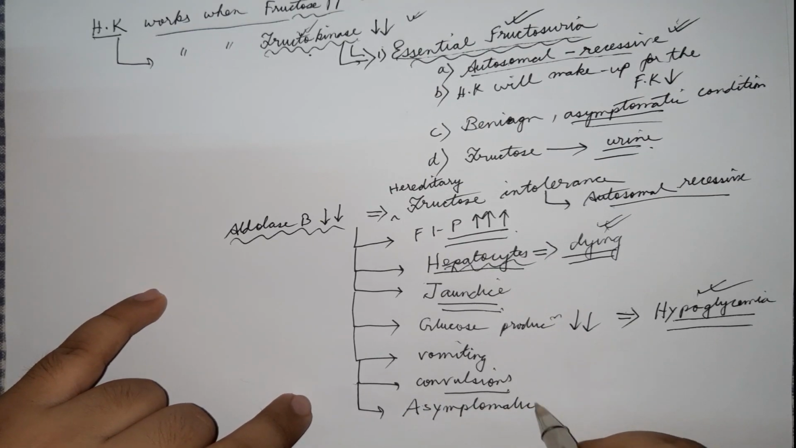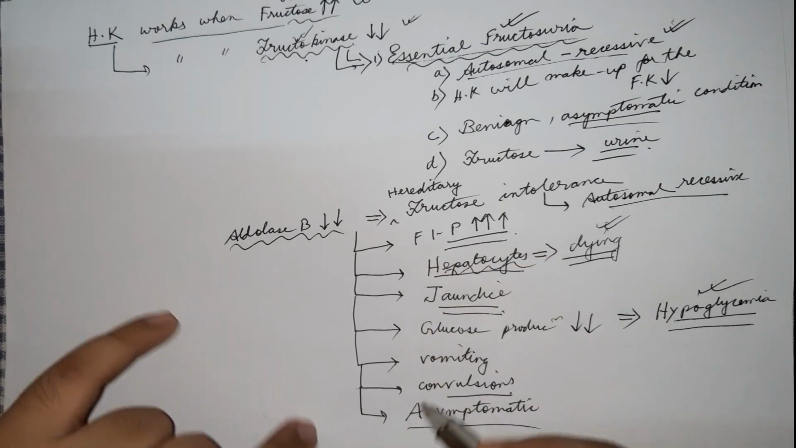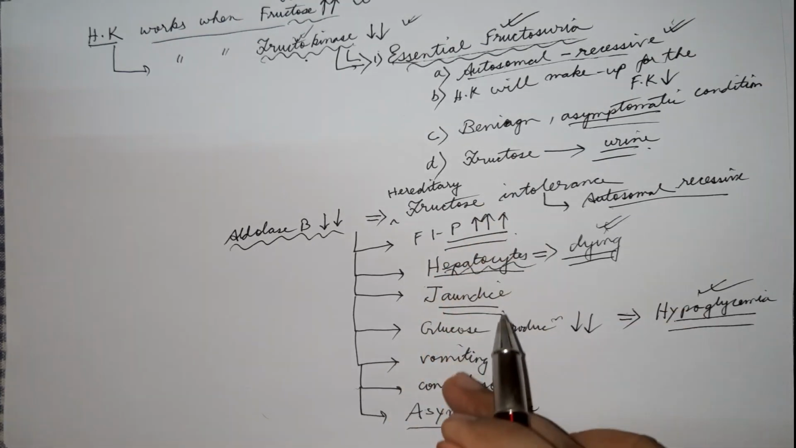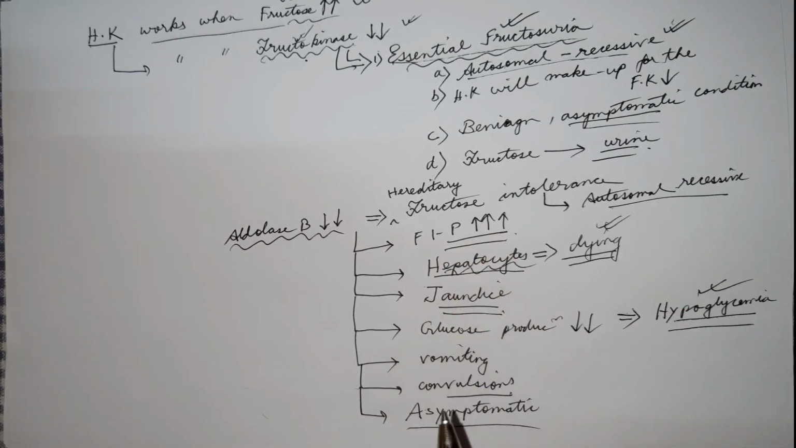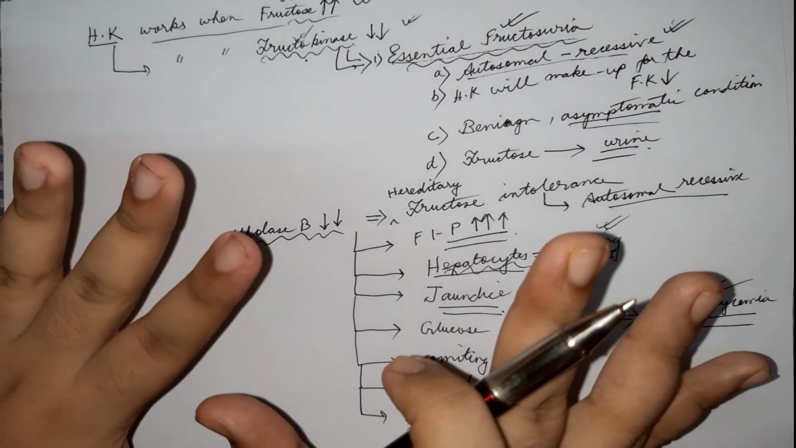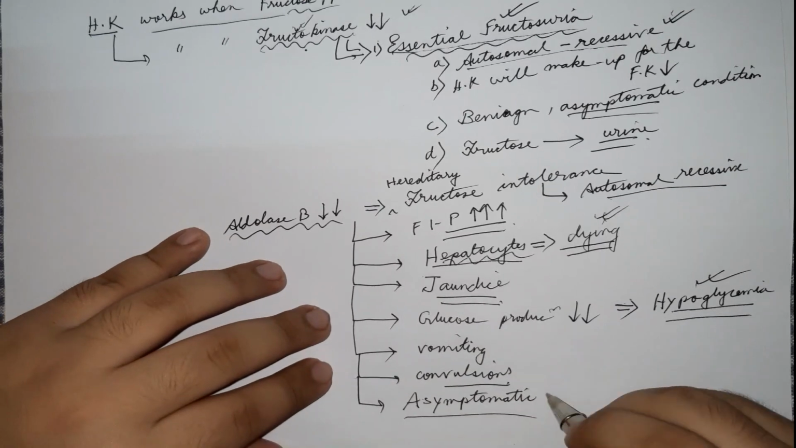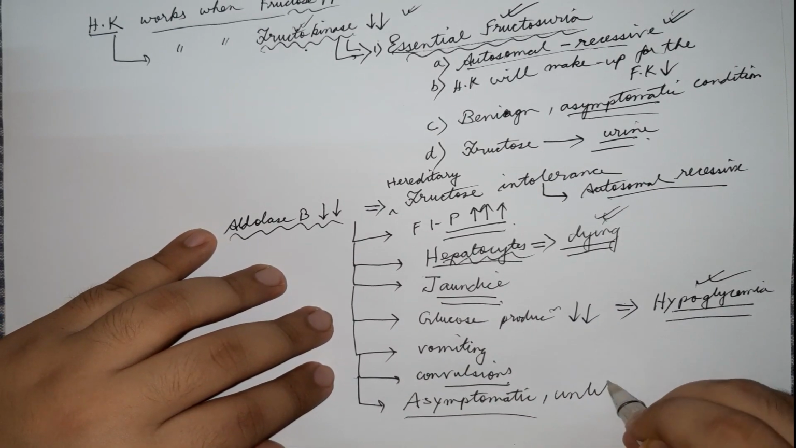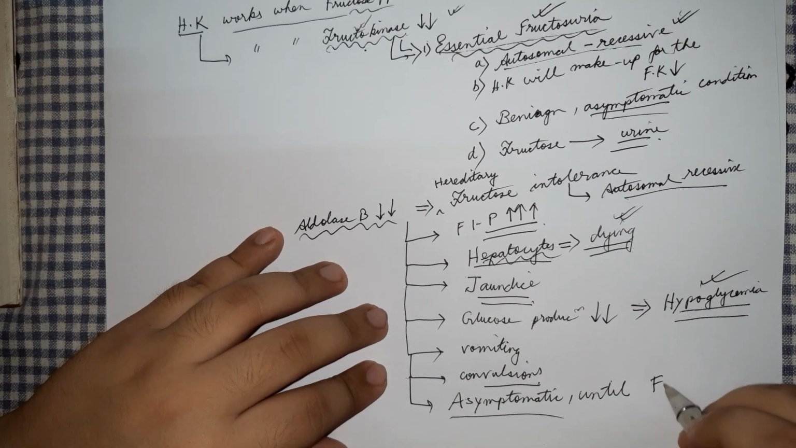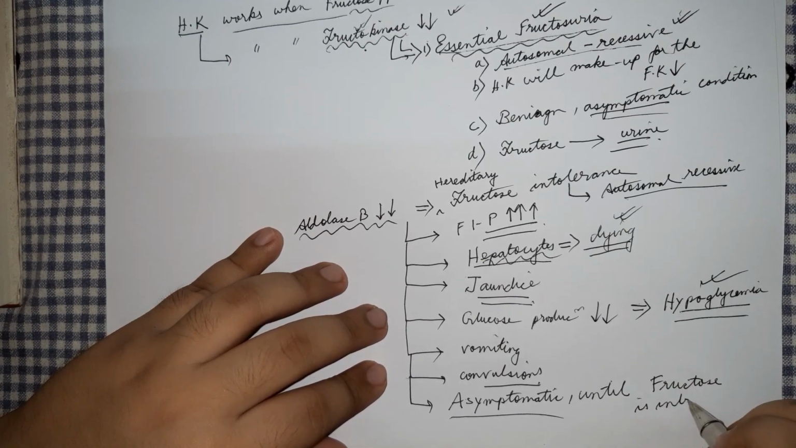Asymptomatic. Then what are these? These were all symptoms. These are all symptoms. So many symptoms I just jotted down, and then I'm saying that this is asymptomatic. Wait, I haven't finished it. Asymptomatic until fructose is introduced in body.